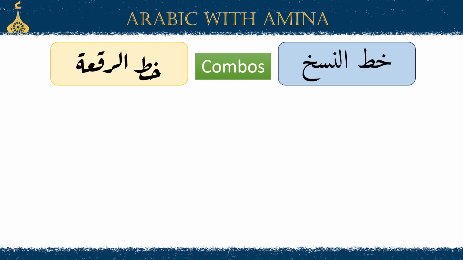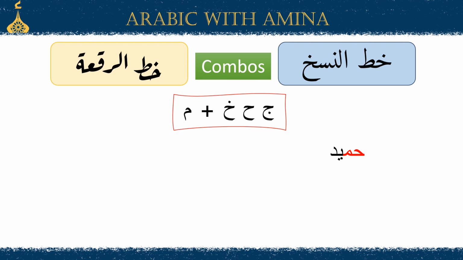Another combo is jim, ha, or kha, followed by the letter mim. We have the name Hamid, which is a guy's name, and this is how it looks in khat al-Naskh. Whereas in Reqaa, it looks like this. The letter ha is on top of the letter mim.